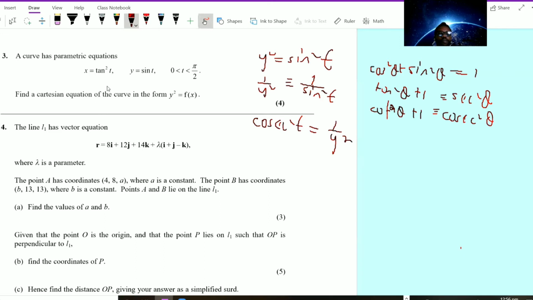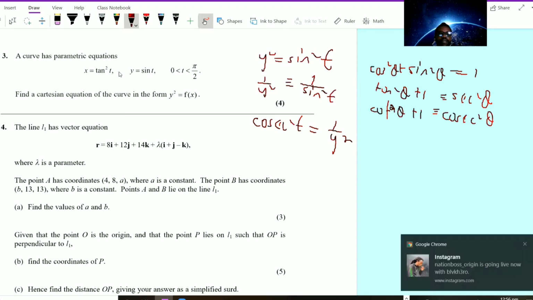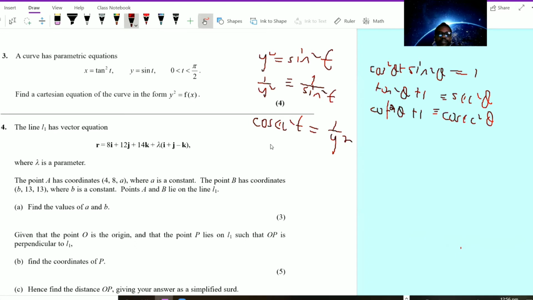What about x? Well, that means I'm going to need cot. And I know if I flip tan, I get cot. So I can simply say that 1 over x is equal to 1 over tan squared t. So 1 over x is equivalent to cot squared t. All right. Now I can say that 1 is equivalent to cosec squared t minus cot squared t.